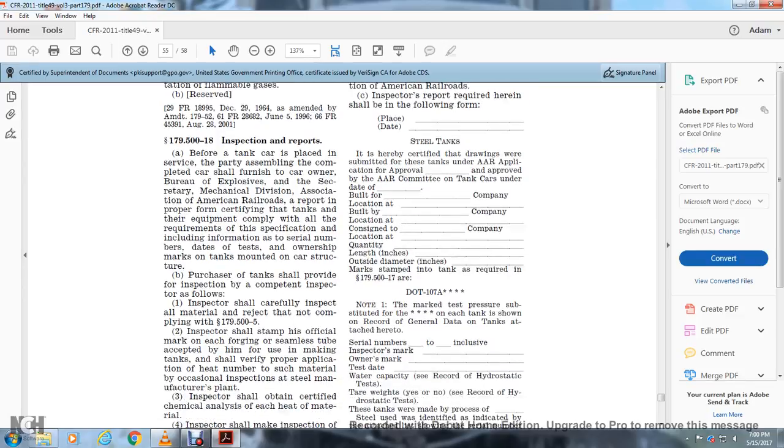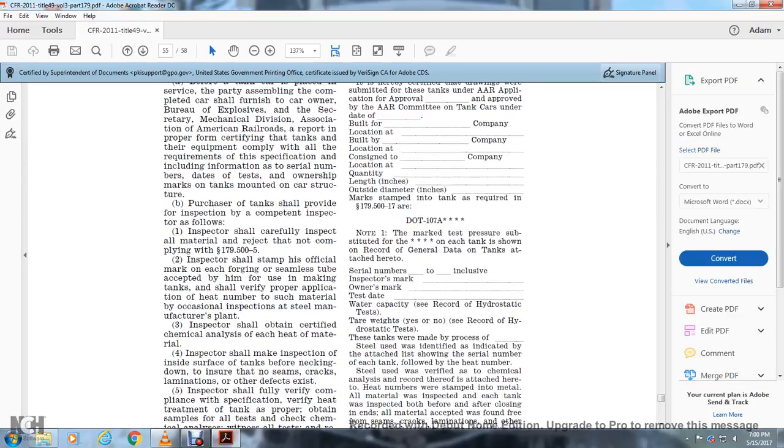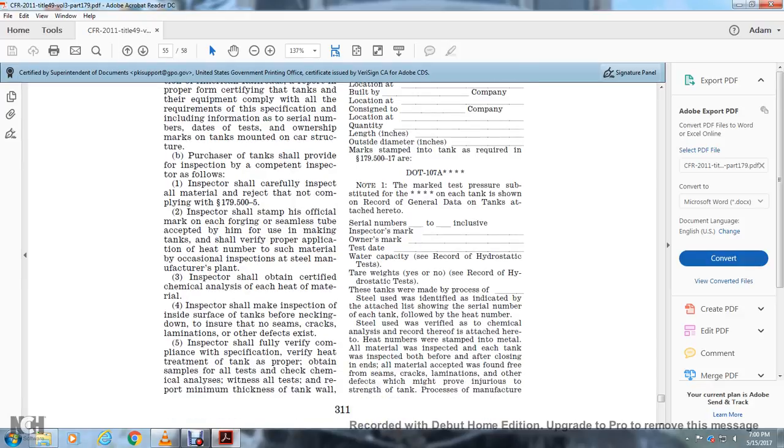Competent inspection is followed. The inspector shall carefully inspect all material, and reject any not complying with Section 179.505. The inspector shall stamp the official mark on each of the forgings and seamless tubes accepted by him, with the marking of the tanks. He shall verify the proper application of the heat number of such material. For the steel manufacturer's plant, the inspector shall obtain the certified chemical analysis for each heat of the material. The inspector shall make the inspection inside the surface of the tank before necking down, to ensure that no seams, cracks, laminations, or other defects exist.